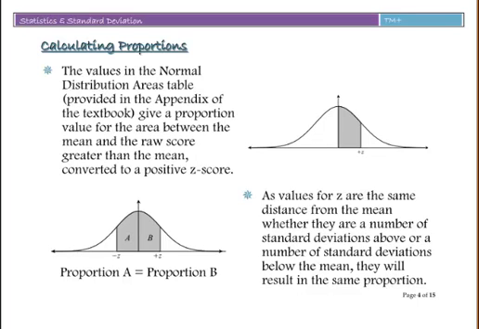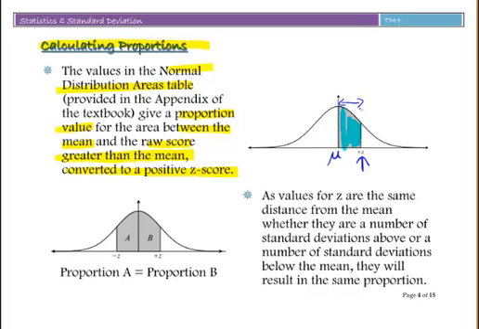So let's look at calculating proportions. The values in the normal distribution areas table provided in the appendix of the textbook give a proportion value for the area between the mean and the raw score greater than the mean, converted to a positive z-score. That's represented by this area here, where this z is my z-score. So that's what the table does. This is the mean here. It'll give you the area between the mean and the positive z-score.